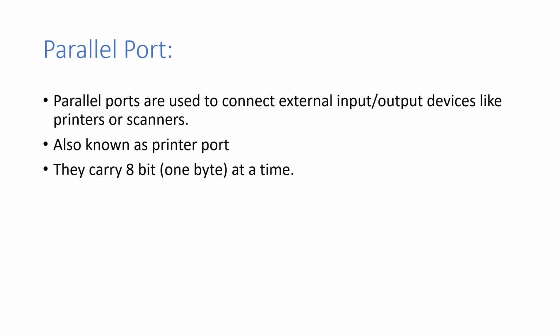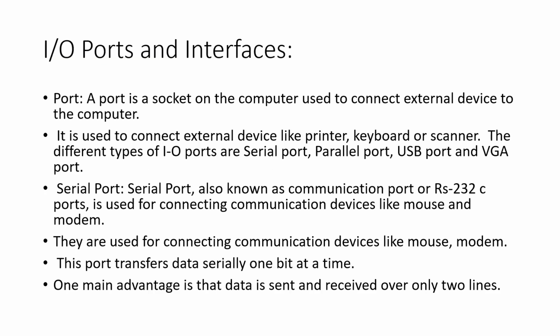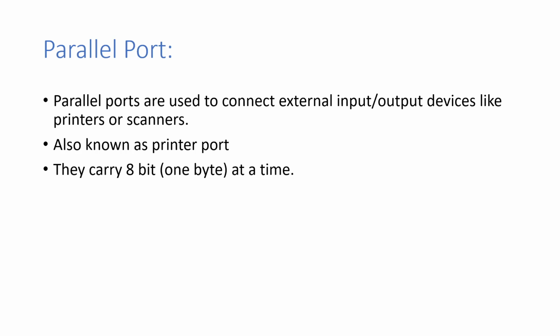Next one is the parallel port. These types of ports are used to connect external input output devices like printers or scanners. In serial, it is only for the output they can be used, but in the parallel port we can connect both input as well as output devices. It is also known as a printer port. They carry 8-bit information at a time.